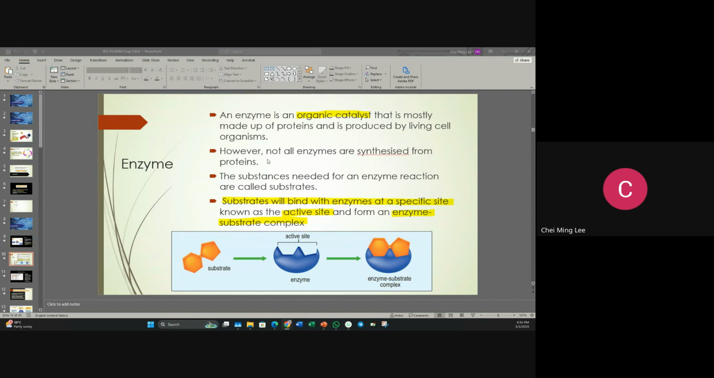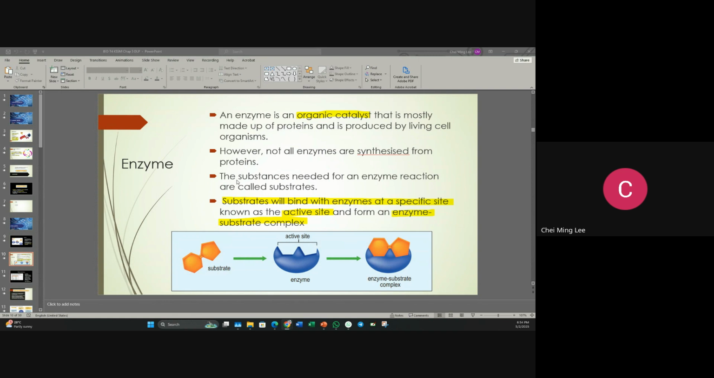Okay, so an enzyme is an organic catalyst. Okay, that is mostly made out of protein and is produced by living cell organism. But not all of them are coming from protein. Remember, protein can be used to produce. Some of the enzyme need protein to build up. Maybe the content include protein, but not all enzyme is made from protein.